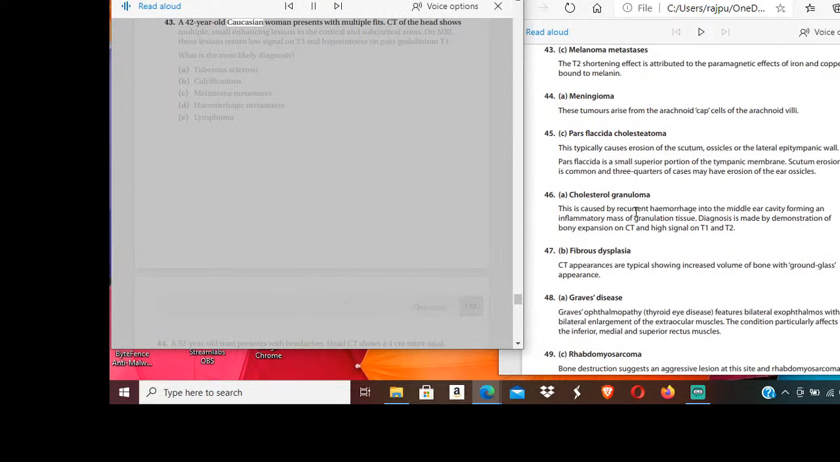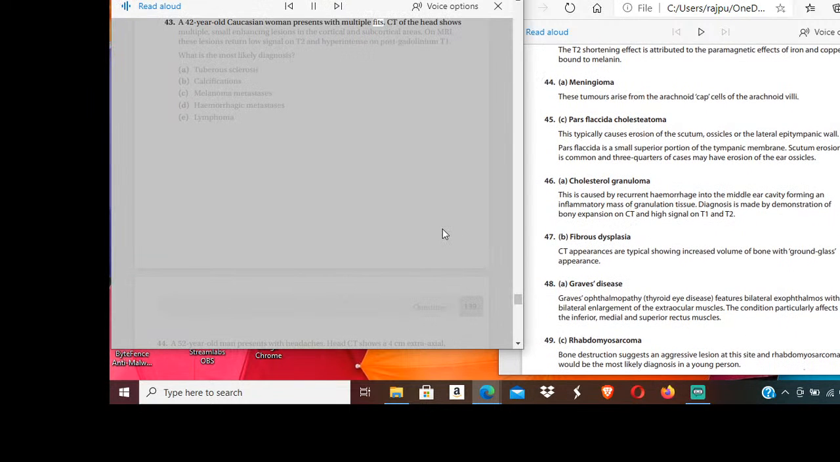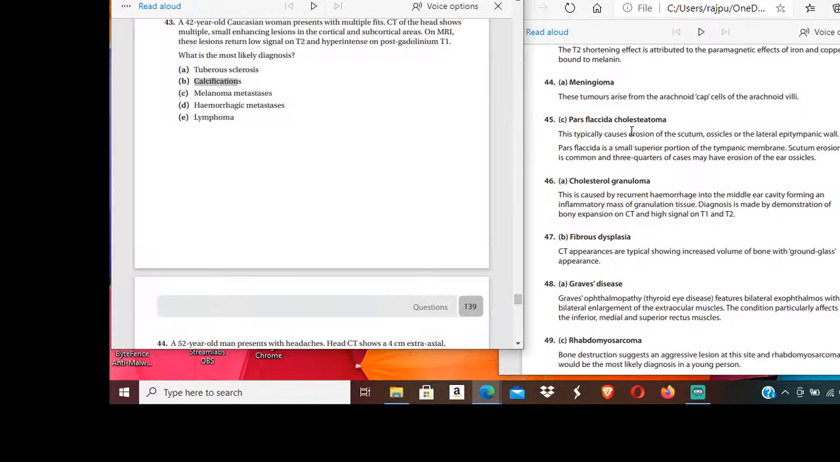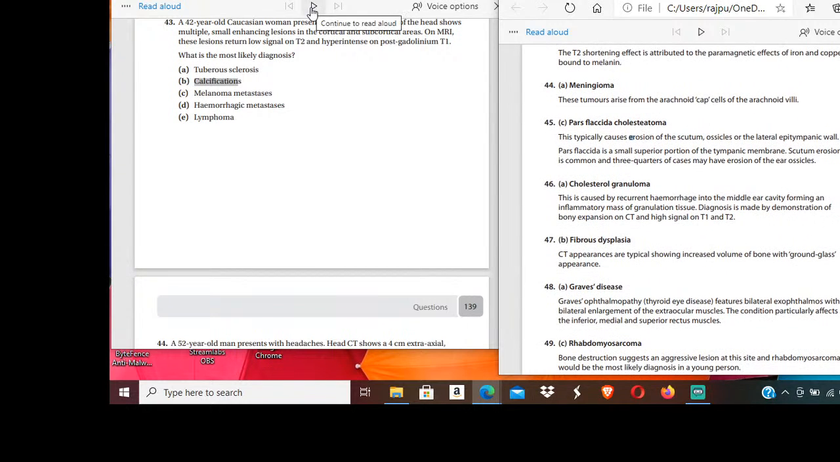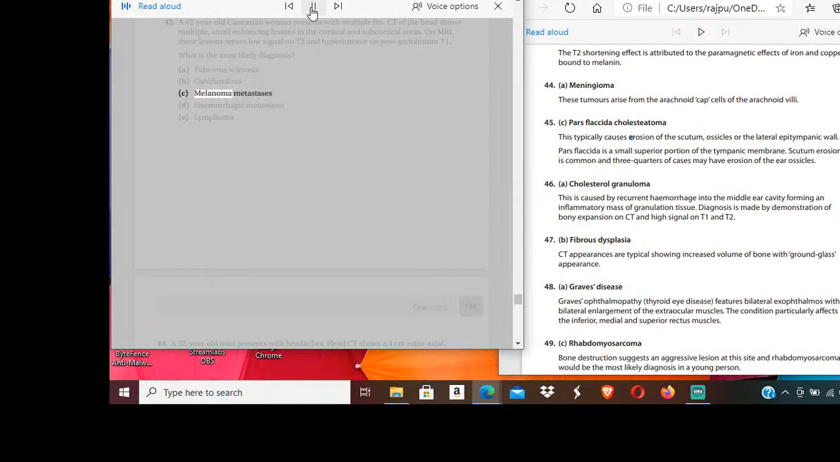43. A 42-year-old Caucasian woman presents with multiple fits. CT of the head shows multiple, small enhancing lesions in the cortical and subcortical areas. On MRI, these lesions return low signal on T2 and hyperintense signal on post-gadolinium T1. What is the most likely diagnosis? A. Tuberous sclerosis. B. Calcifications. C. Melanoma metastases. D.